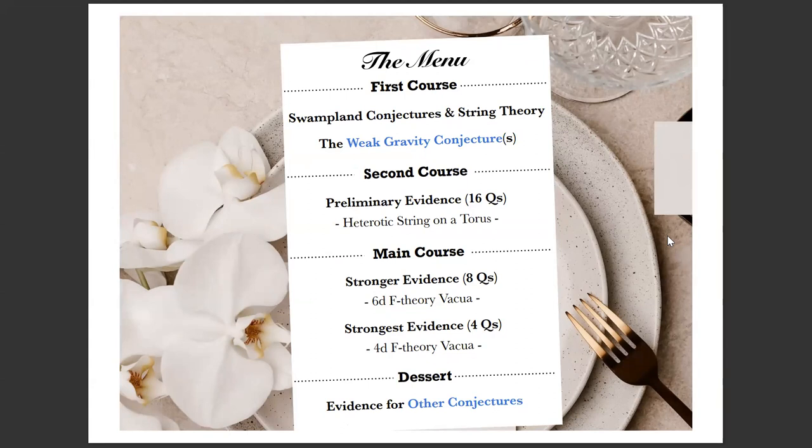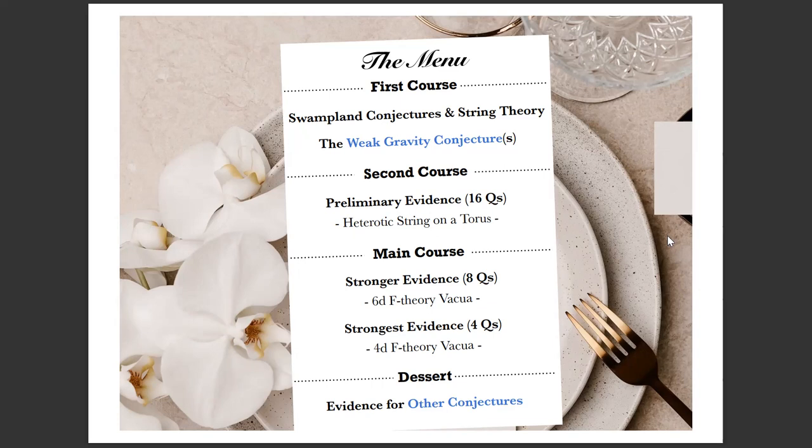So this is the menu. We've just had the soup with some mixed flavors here. Next, for the appetizer, I'll provide some preliminary evidence for the weak gravity conjecture by considering the heterotic string on a torus. The EFTs obtained this way are constrained by so many supercharges. Even so, this will serve as the first non-trivial evidence for the conjecture.